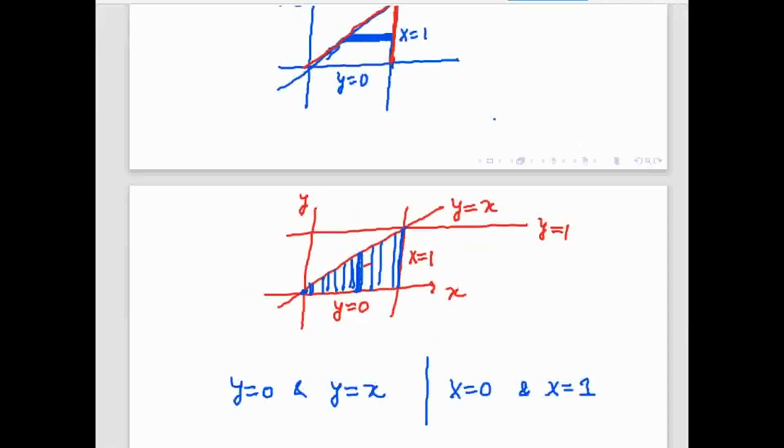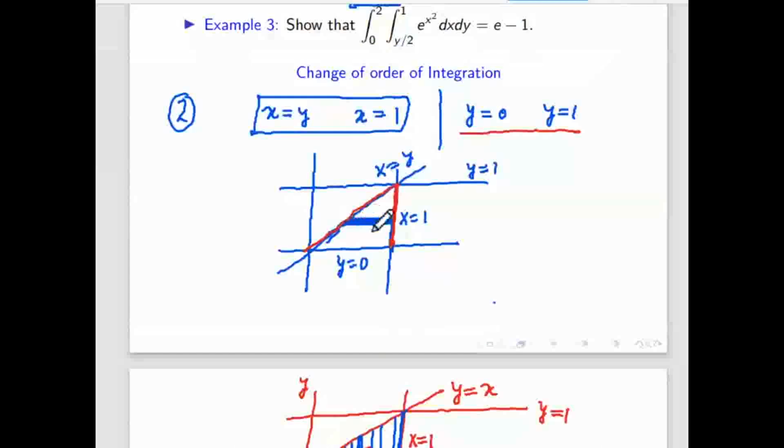The same thing we can do in this same picture. We took the horizontal strip. It will start from this line x equal to y. So what is the value of x here? The value is y, because it is on this line. It goes from x equal to y up to x equal to 1. Once we have the information of this strip, we will move from bottom to top. So bottom it is y equal to 0 and top it is y equal to 1. Then the whole region will be covered.